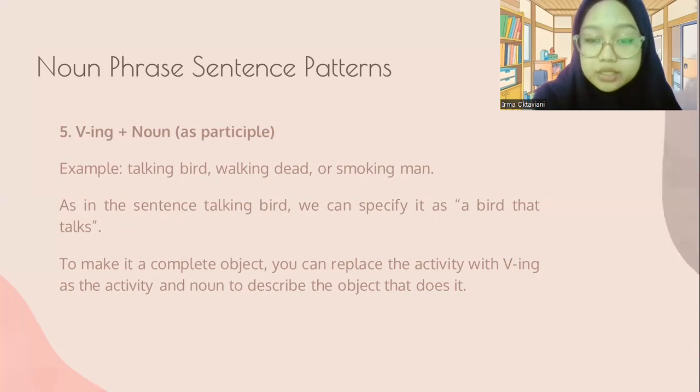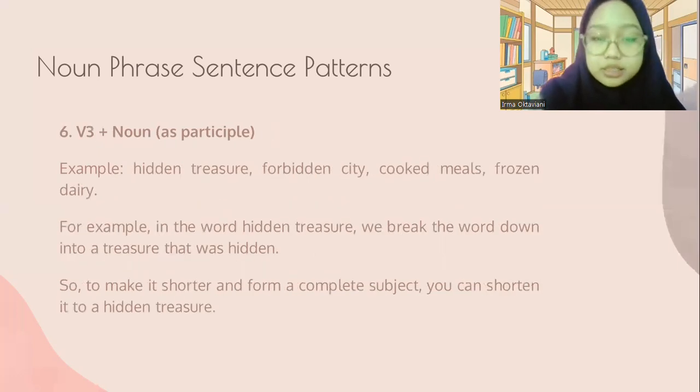A noun as a participle in these sentences is usually an explanatory form of what and who. As in the sentence "talking bird," we can specify it as a bird that talks. To make it a complex object, you can replace the activity with verb-ing as the activity and a noun to describe the object that does it.